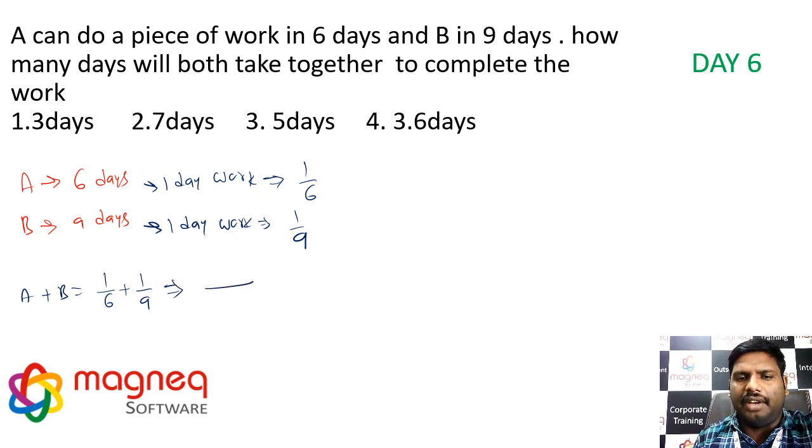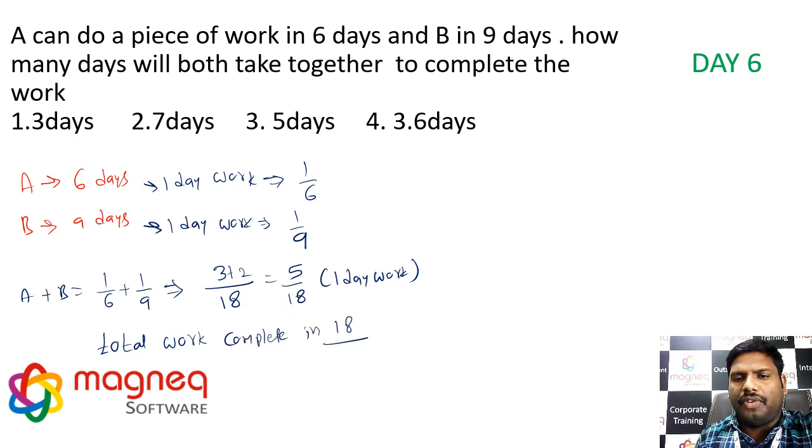LCM of 6 and 9 is 18. So 3 plus 2, 5 by 18. 5 by 18 is one day's work. So total work is completed in 18 by 5 days. 18 by 5 means 3.6 days. So this is the general method.